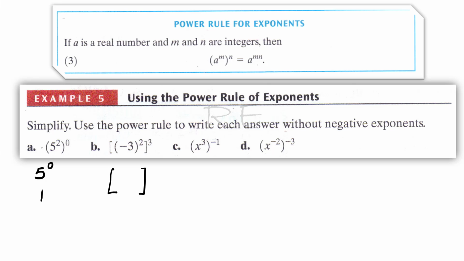Negative 3 to the second to the third. Negative 3 to the second will be positive 9. Positive 9 to the third. And positive 9 to the third will be 81 times 9, which is 729.